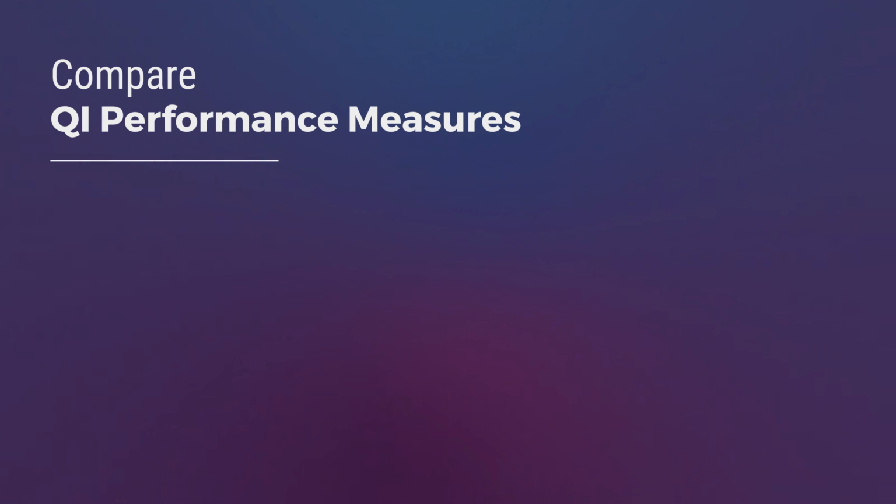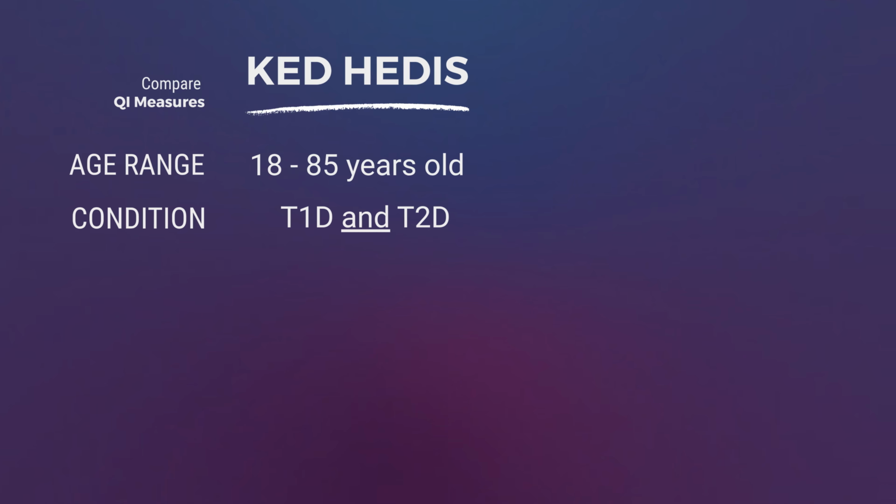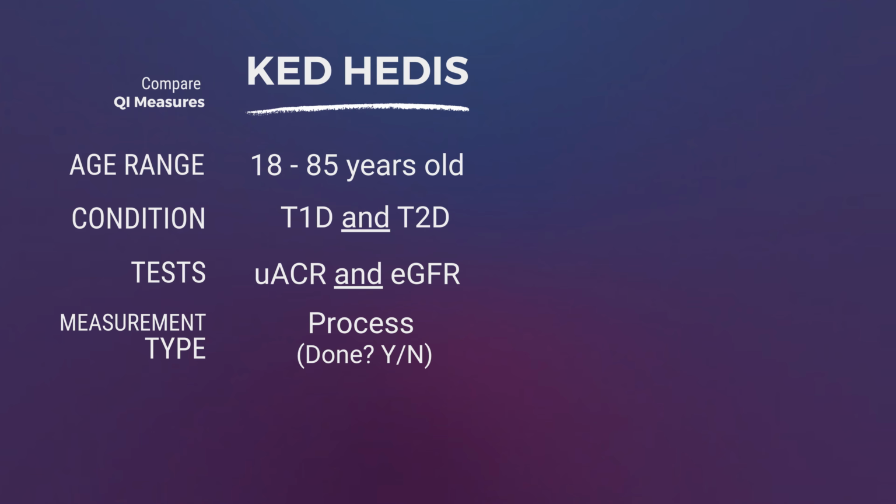Now let's compare two performance measures. The Kidney Health Evaluation for Patients with Diabetes, or KED measure from the National Committee for Quality Assurance, or NCQA, is a HEDIS measure that evaluates adults aged 18 to 85 years old with diabetes, both type 1 and type 2, as to whether they have received both a serum estimated glomerular filtration rate, or eGFR measurement, and a urine albumin to creatinine ratio measurement during the measurement year. This is a process measurement which measures whether patients have had the test performed, not whether the results of the test are normal or not.